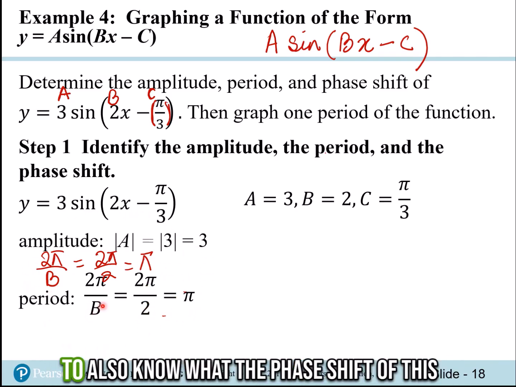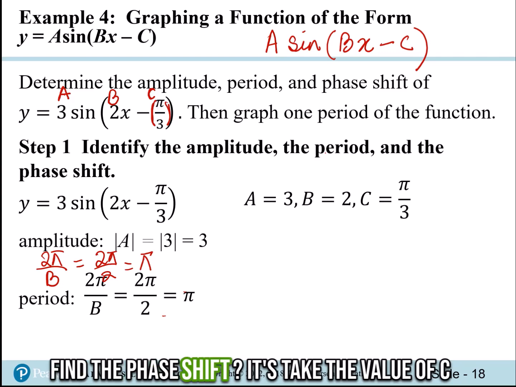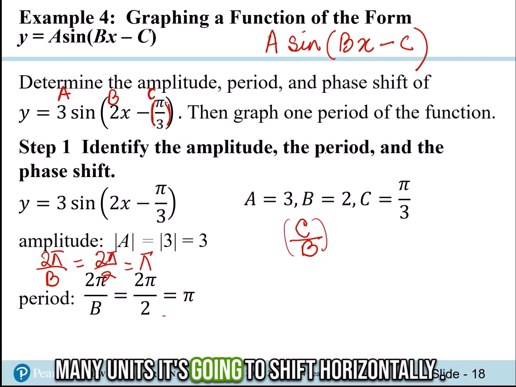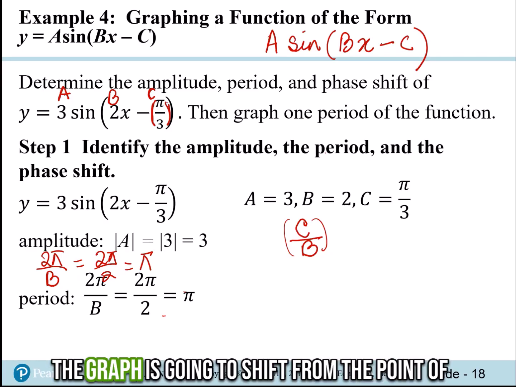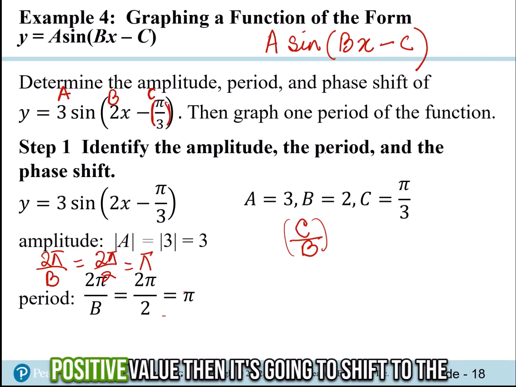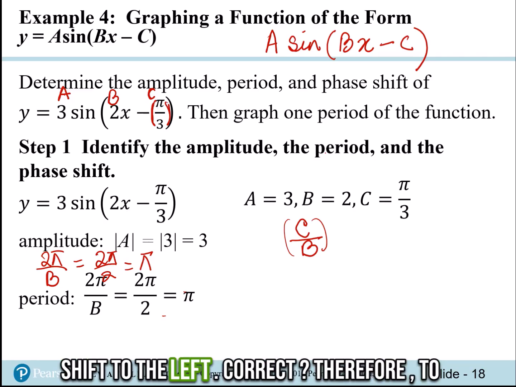And then we have to also know what the phase shift of this graph is going to be. What was the formula to find the phase shift? It's take the value of C and divide by B. C divided by B tells us how many units it's going to shift horizontally. The graph is going to shift from the point of origin horizontally, and if C divided by B is a positive value, then it's going to shift to the right. If it's a negative value, it's going to shift to the left, correct?